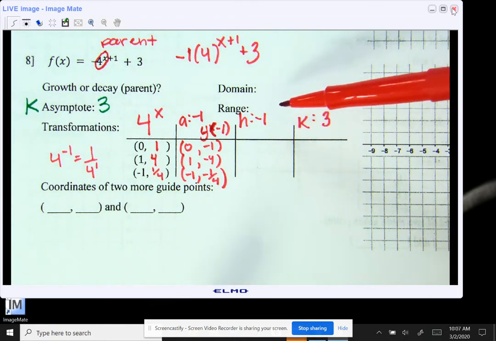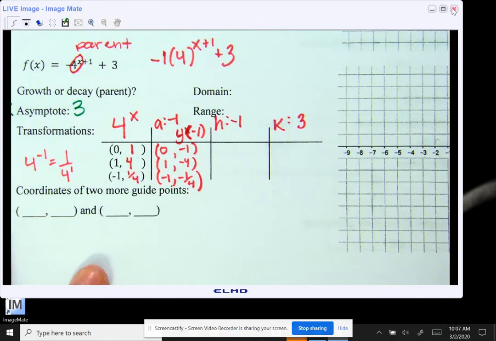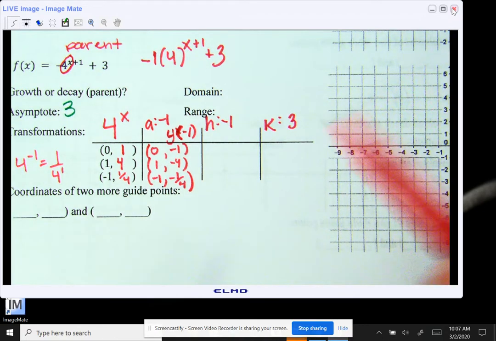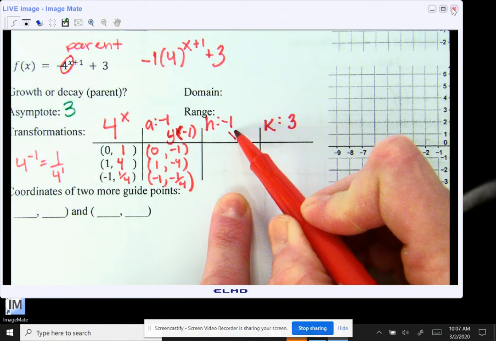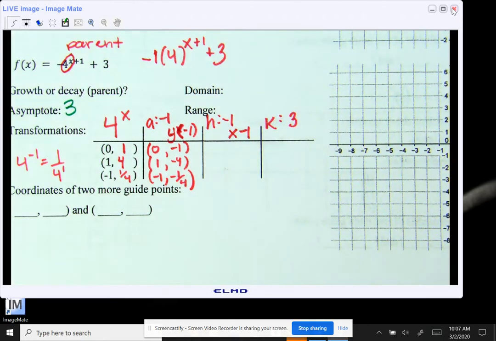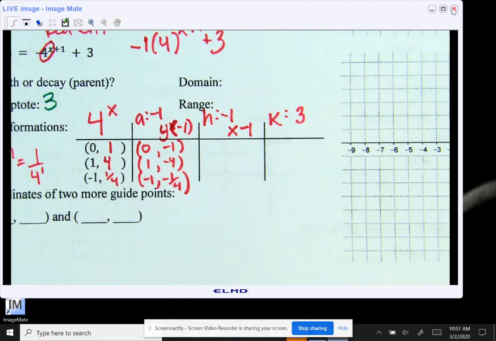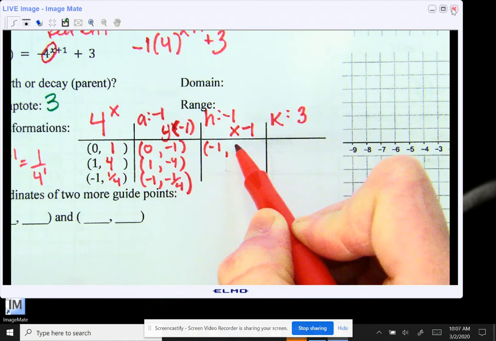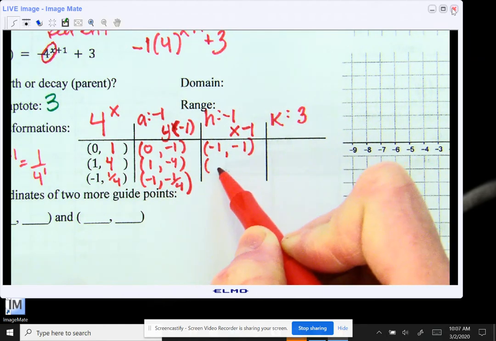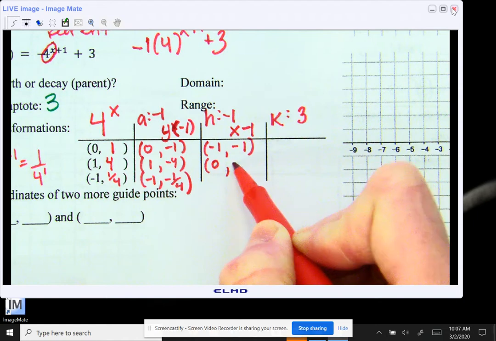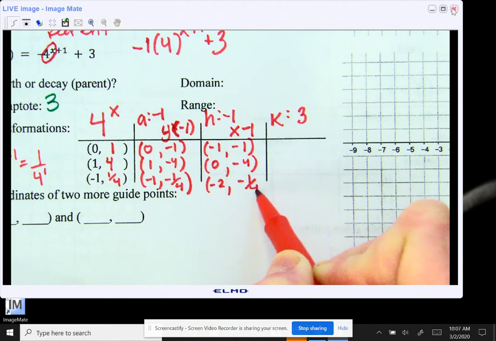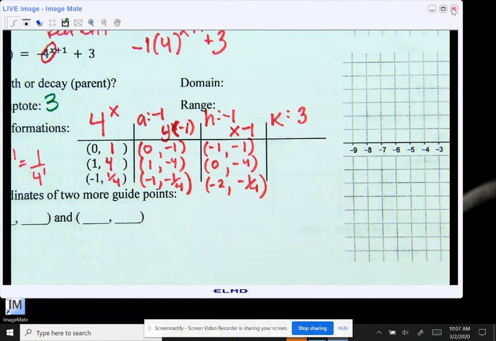Now the h is our horizontal shift, right? So my curve is going to shift left or right horizontally. That means my y values don't change, but my x will change by -1. So it's going to be x minus 1. We go to all of our x values and subtract 1 from the x values. Y values stay the same, because it's a horizontal shift.